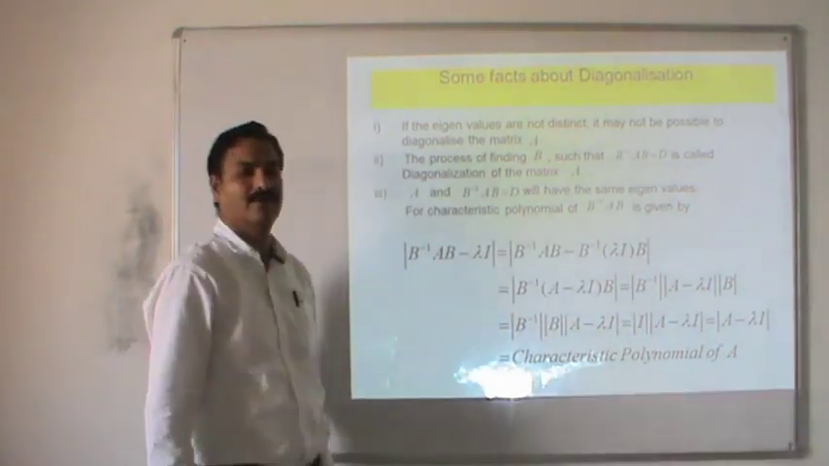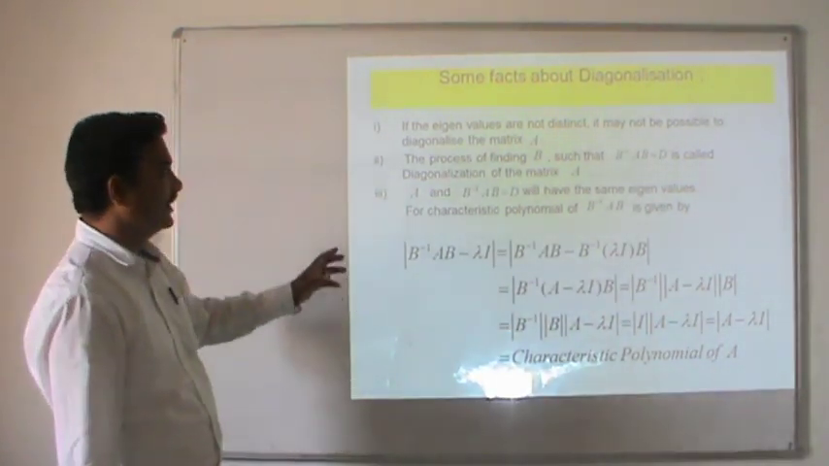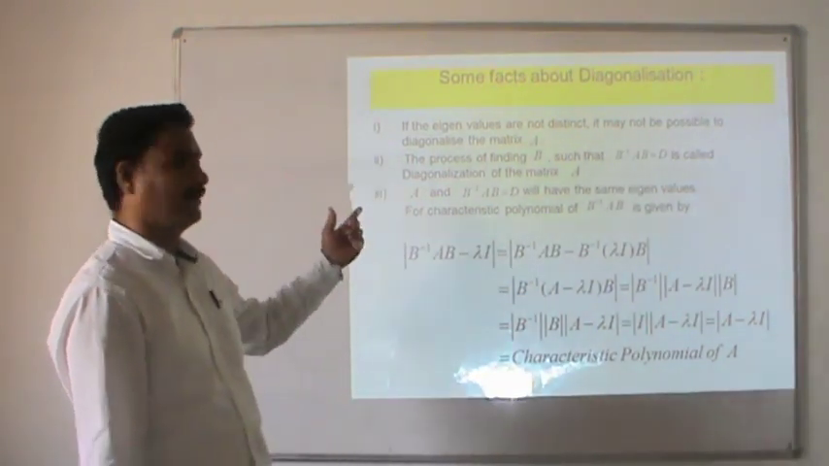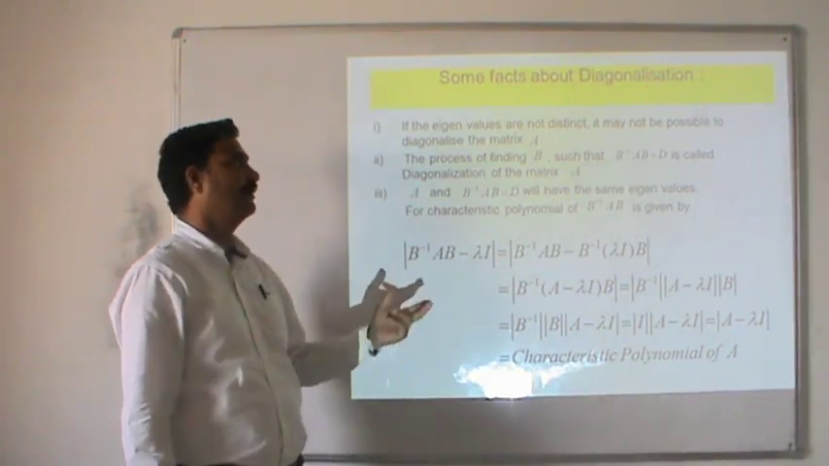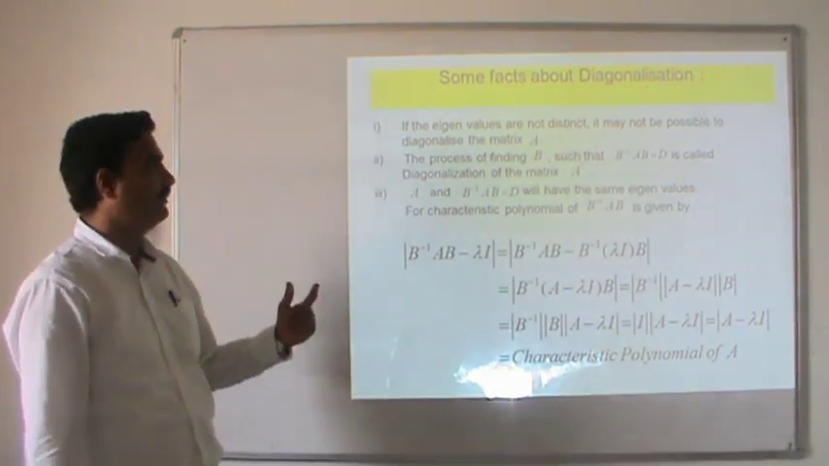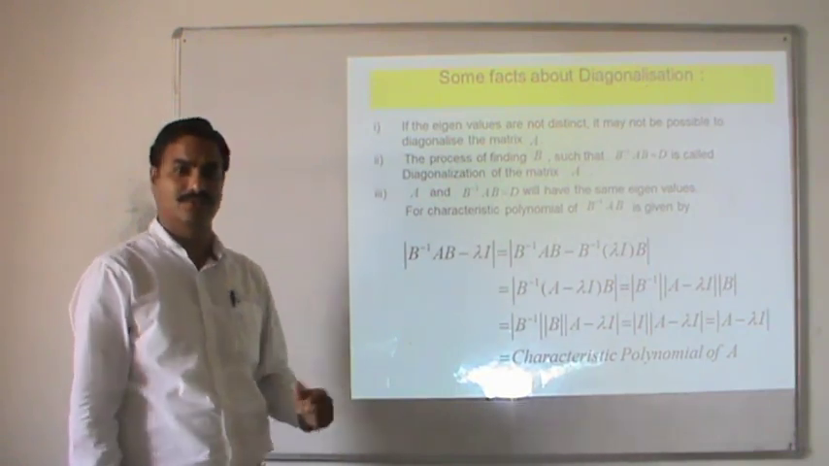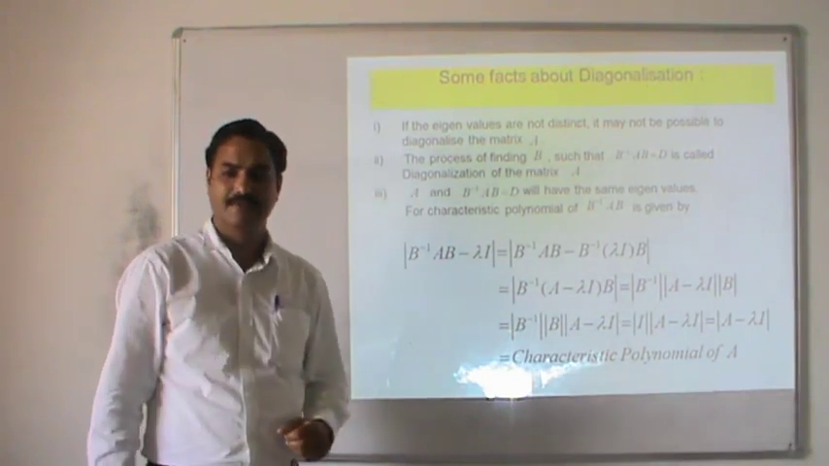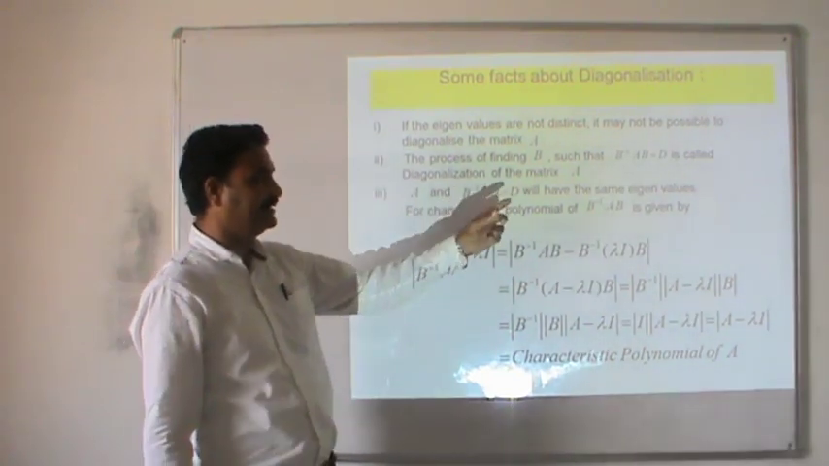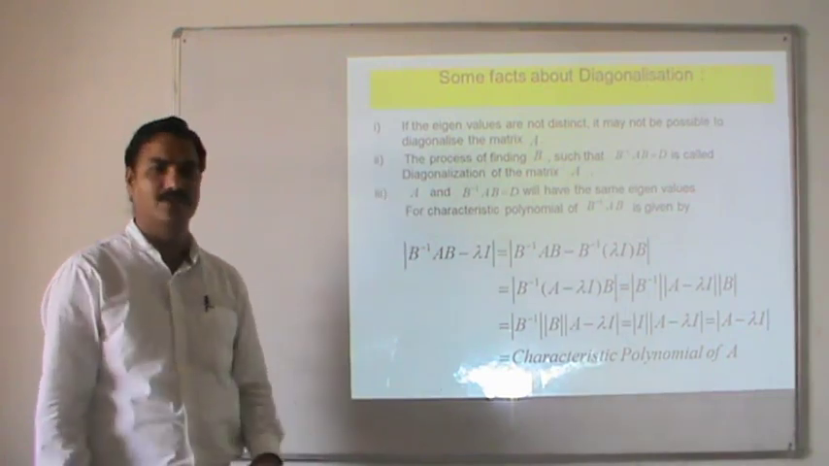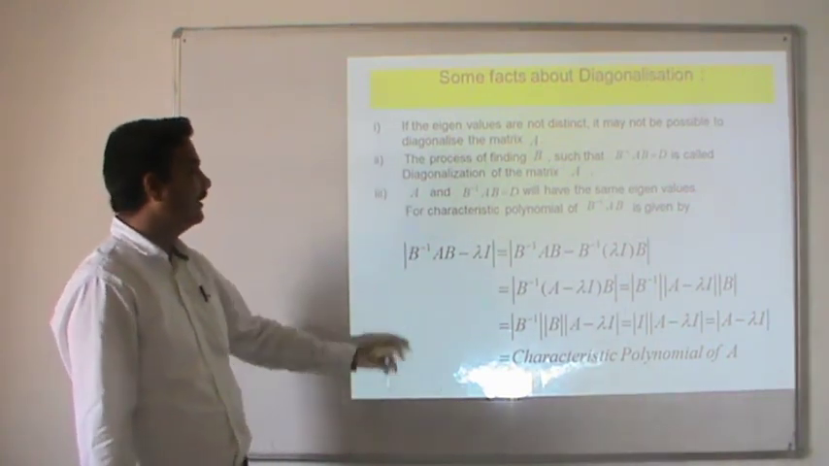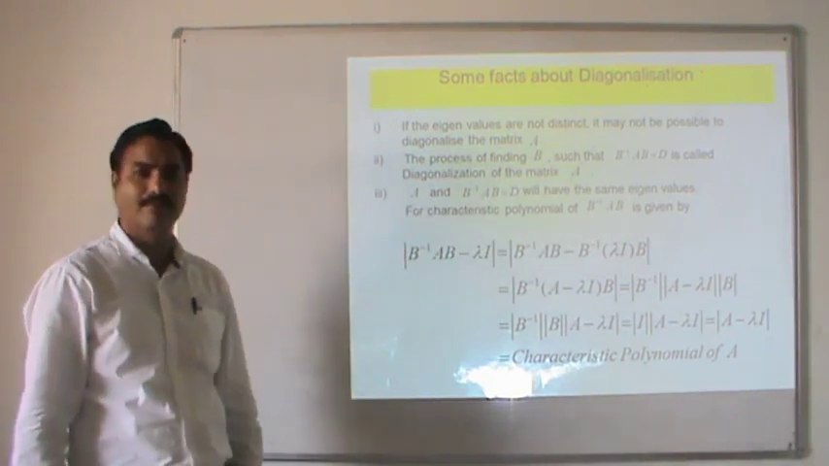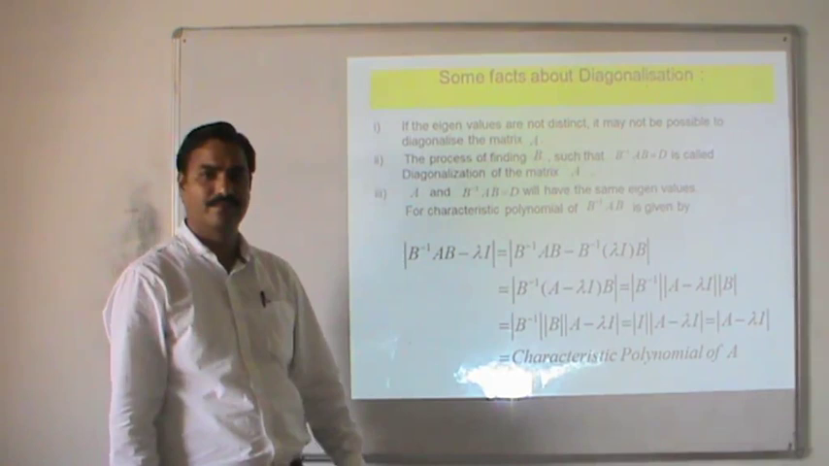Here we have some facts about diagonalization. The very first is, if the eigenvalues are not distinct, it may not be possible to diagonalize the matrix A. Means for a matrix whose eigenvalues are all distinct, we can easily diagonalize it. The process of finding B such that B inverse AB is equal to D is called the diagonalization of a matrix A, and A and B inverse AB both have the same eigenvalues.